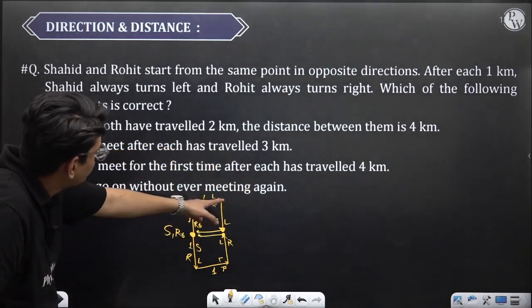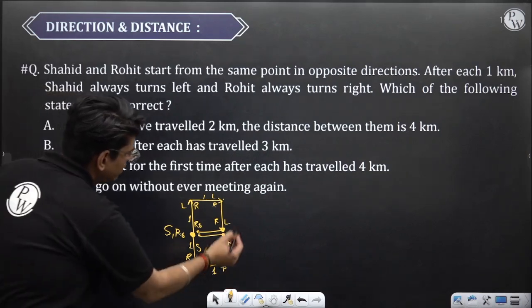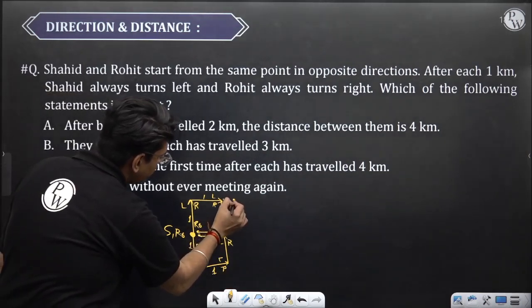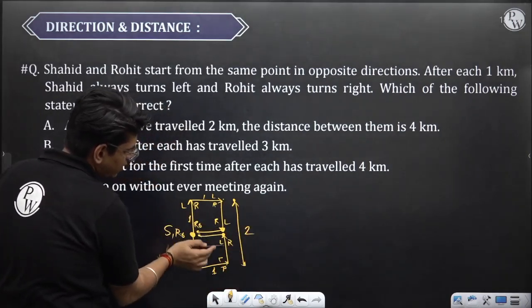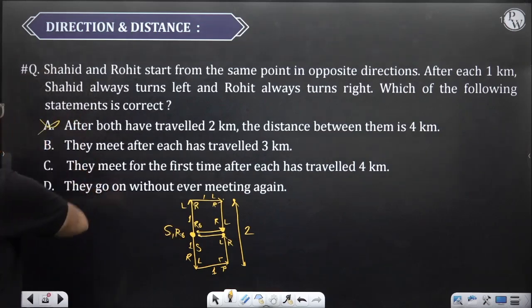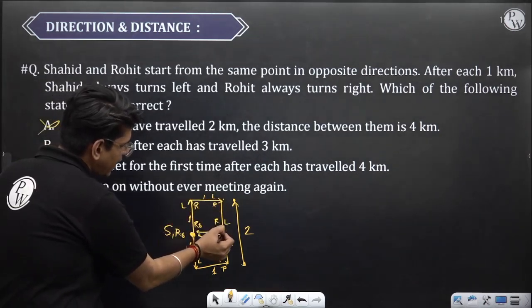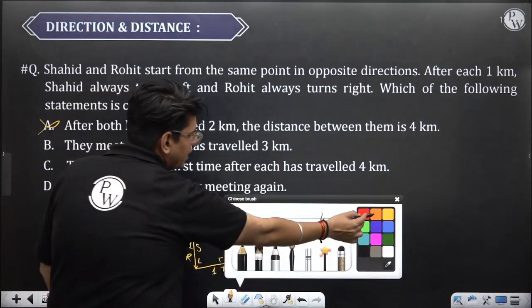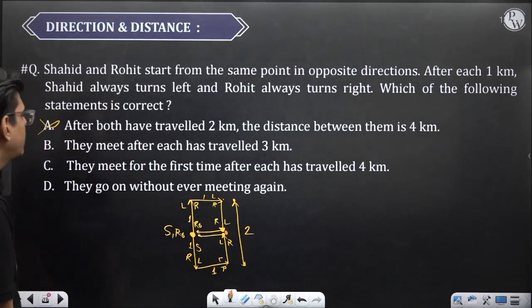Rohit after 2 kilometers is here, right? And Shahid is here. The distance between these 2 points is 2 kilometers, right? This is 1, this is 1, right? So this is the wrong option. They meet after each has traveled 3. 1, 2, 3. They are meeting at this point, right? They are meeting at this point. So this is the right statement, okay.